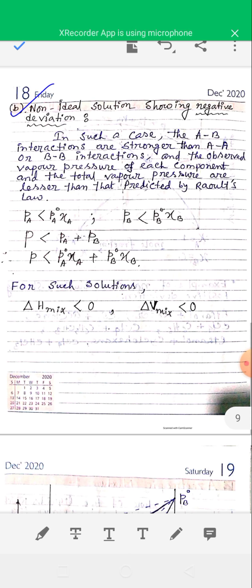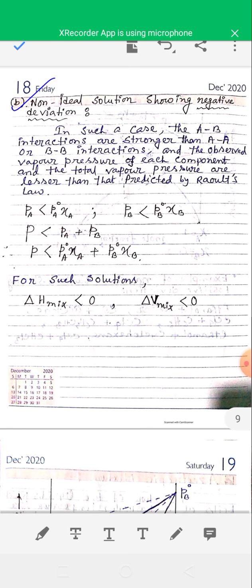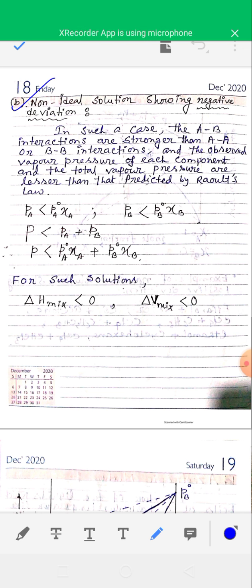Okay, so in case of a non-ideal solution, the observed vapor pressure of each component and the total vapor pressure of the solution are lesser than that predicted by Raoult's law. That is, in case of a non-ideal solution showing negative deviation, you can write PA less than PA° XA and PB less than PB° XB. Similarly, the total vapor pressure of the solution, P, is less than PA plus PB, or P is less than PA° XA plus PB° XB.